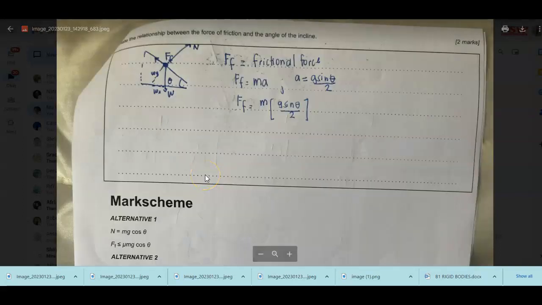Alright, from the problem, we also want to state the relationship between the force of friction and the angle of the incline. Previously, we have already derived and simplified that the only force that exists along the x-axis by now is the frictional force. So frictional force is equal to ma. Since ma is the second law of motion, we know that a from our previous derivation is equal to g sine theta over 2. We can just simply substitute this value here, so it becomes frictional force is equal to mg sine theta over 2. Now this shows the relationship between your force of friction and the angle of the incline here, which is denoted by theta.